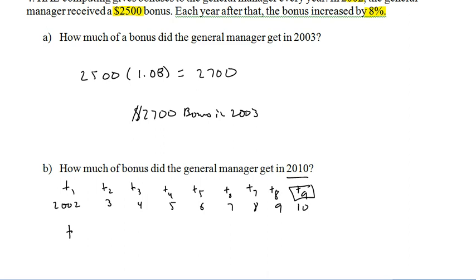So our T9 is going to equal our original bonus. There's our common ratio, what we're multiplying by every year. And then that's going to be to the power of 9 minus 1. So T9 is going to be $4,627.33.